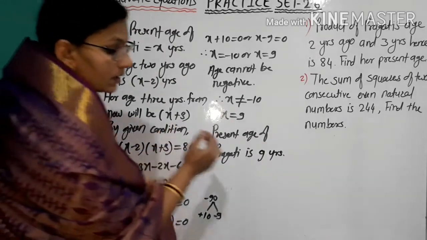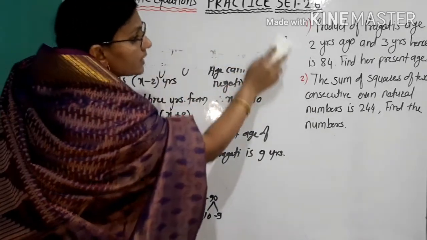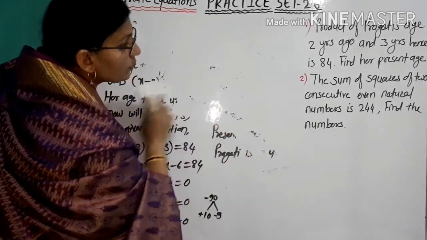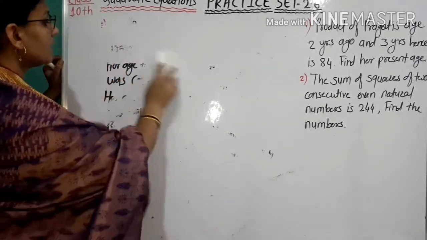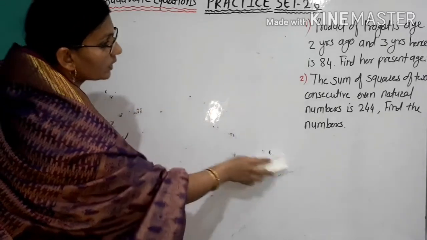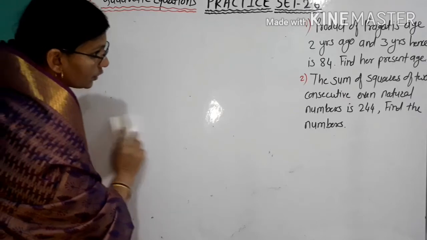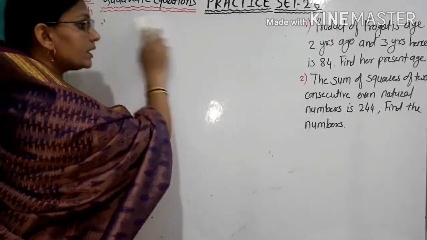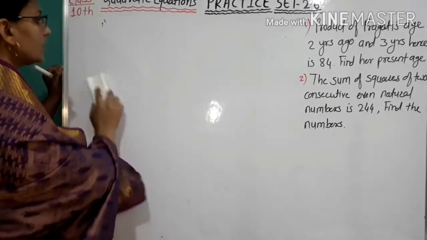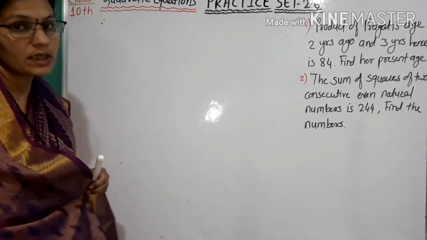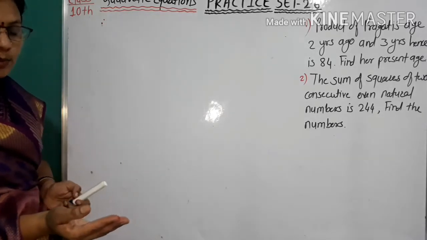Then see example number 2. The sum of squares of two consecutive even natural numbers is 244. First of all, see the numbers which are even natural numbers and consecutive even natural numbers. So even natural numbers which are consecutive are x and x plus 2. The first number is considered x, then the consecutive number is x plus 2.